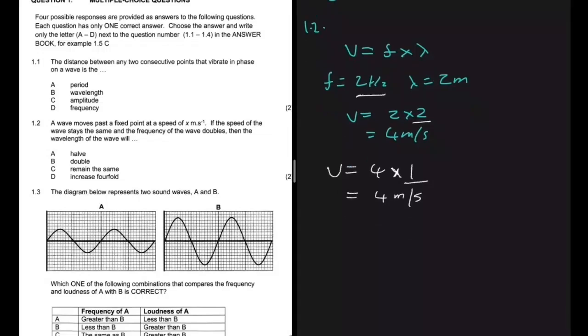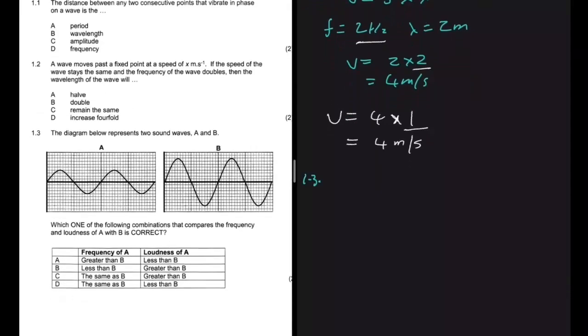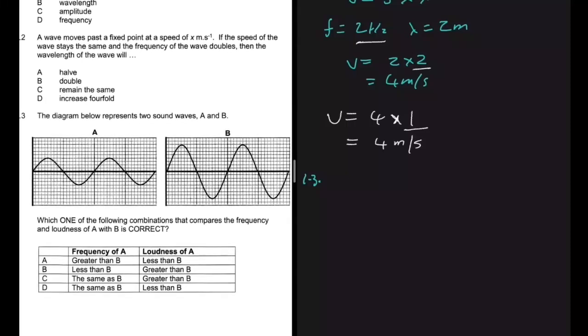This might be a bit challenging, but if you put some thought into it, you will realize that it's not too complicated. And then now we have 1.3. 1.3 says that the diagram below represents two sound waves, A and B. Which one of the following combinations that compares the frequency and loudness of A and B is correct? Let's look at option A. It is saying that the frequency of A is greater than that of B, right? So let's go on our sketch and see if that is true.